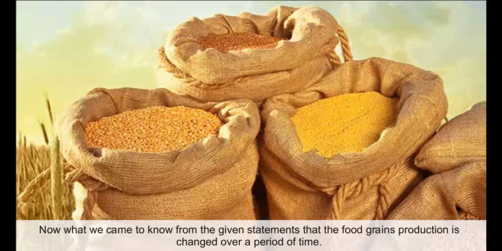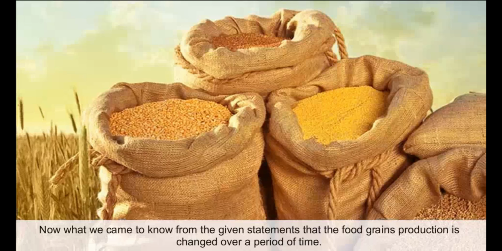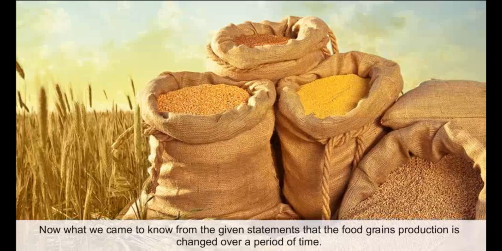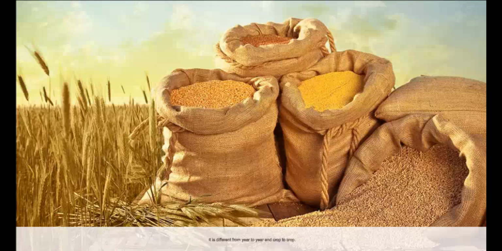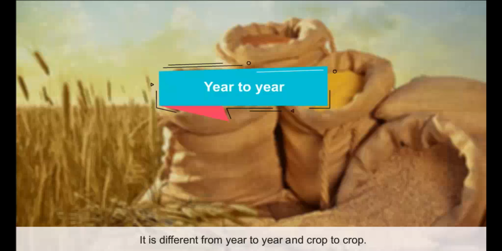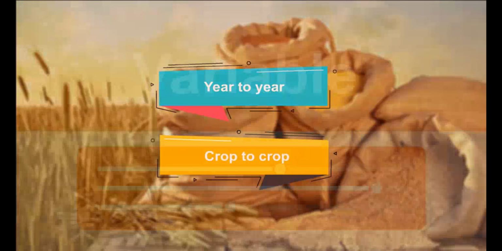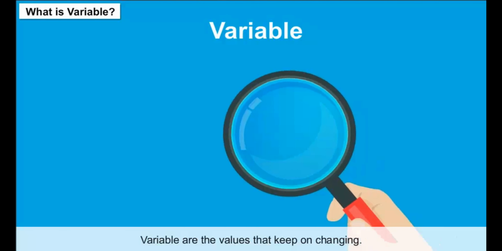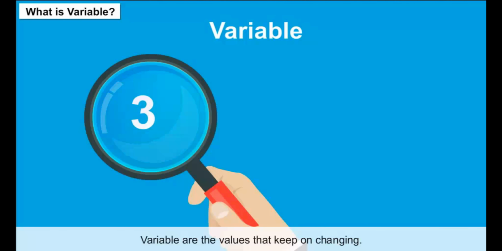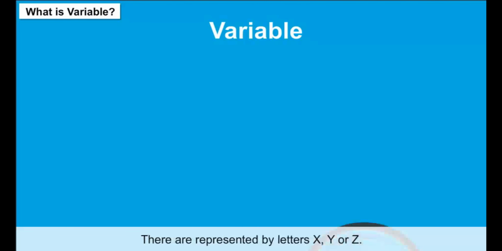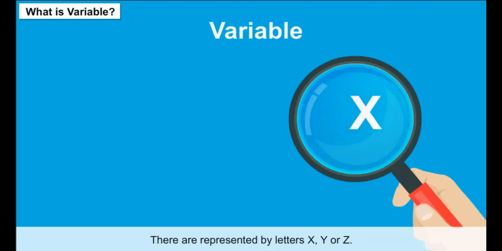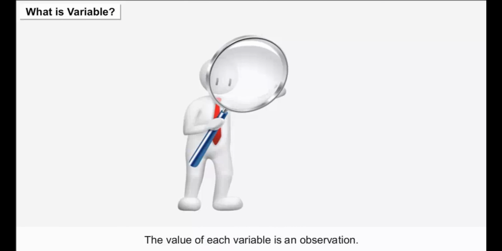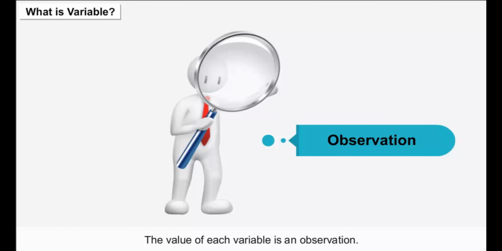Now what we came to know from the given statements is that food grains production changes over a period of time. It is different from year to year and crop to crop. What is a variable? Variables are the values that keep on changing. These are represented by letters X, Y or Z. The value of each variable is an observation.